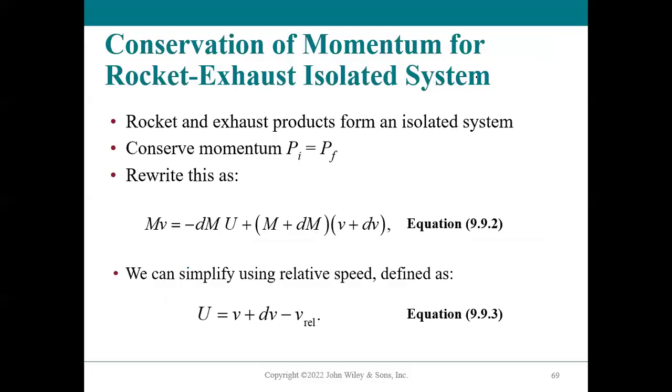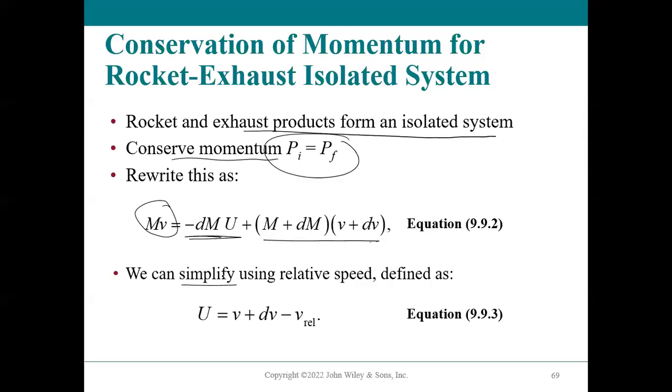Okay, so the conservation of momentum for a rocket exhaust system: the rocket and exhaust products form an isolated system and conserve momentum. Initial and final are the same, and we can rewrite again. Mv is the initial momentum, this one is the change of velocity, and this one is the change of momentum. We can simplify: this one is the change of mass times velocity.